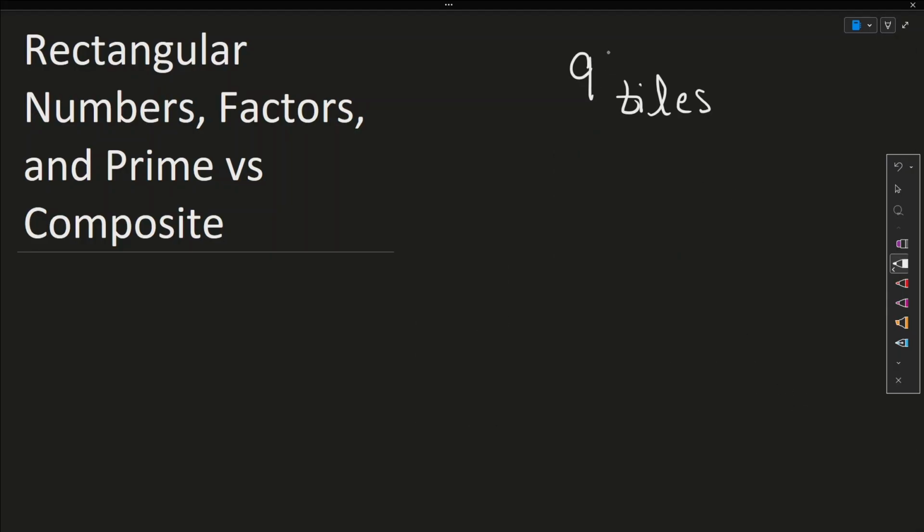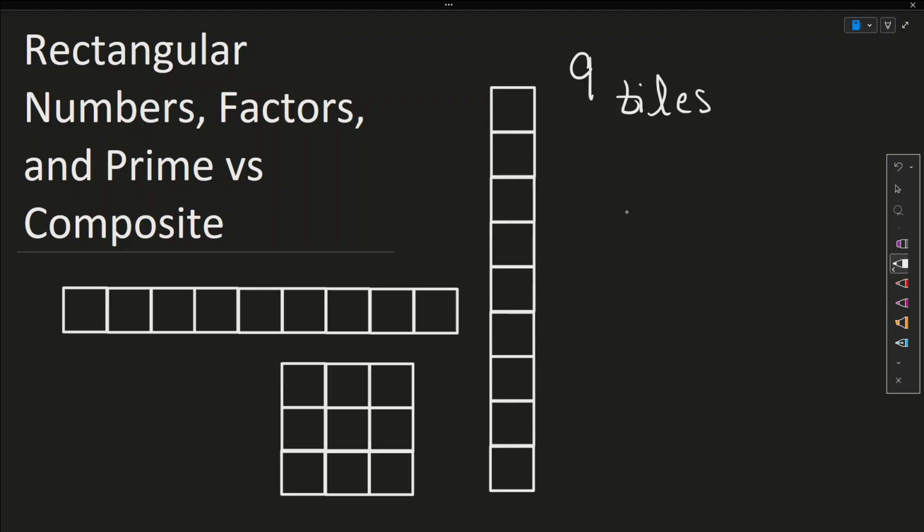Now, let's show rectangles that we can build with 9 tiles. For 9 tiles, we actually have 3 rectangles: 1 by 9, 3 by 3, and 9 by 1. This one is interesting because it uses a 3 by 3 square. It uses the same factor twice.